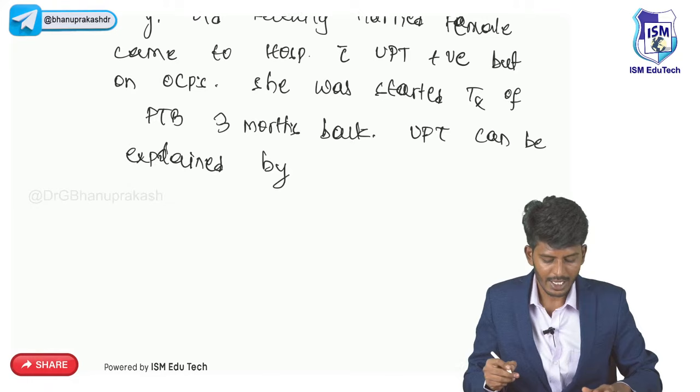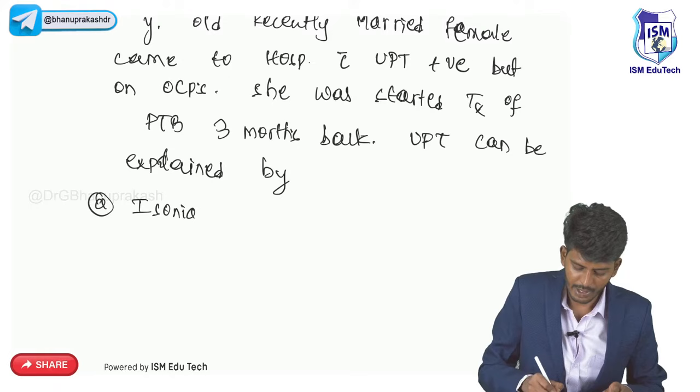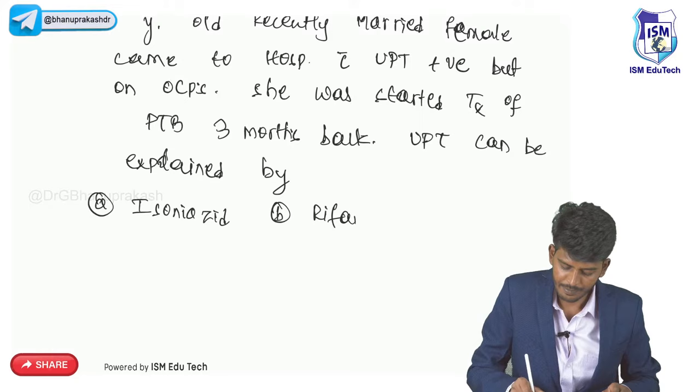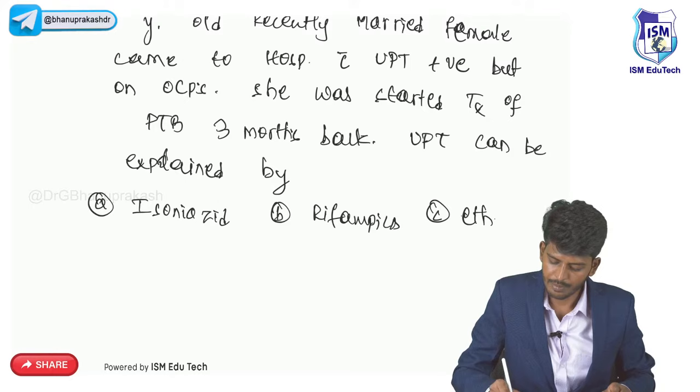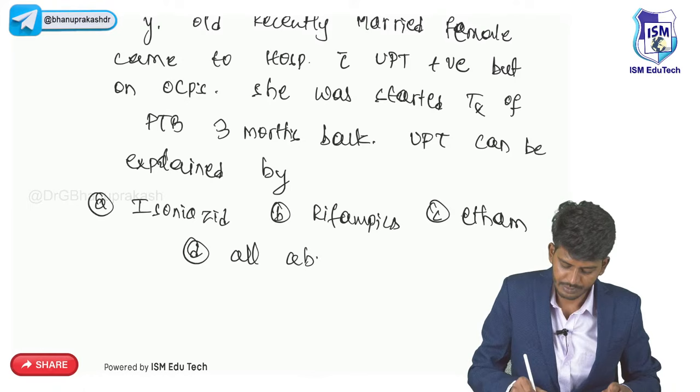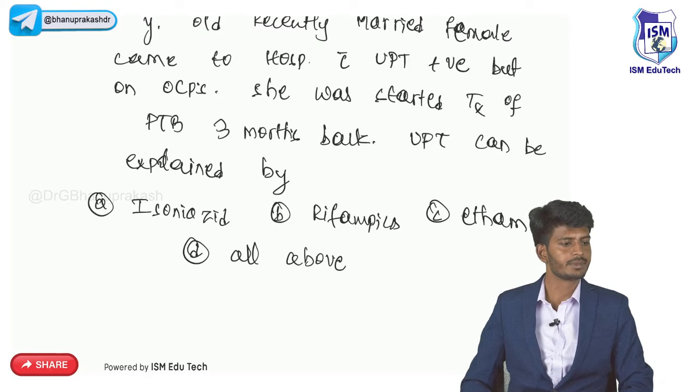Let's look at the options. Option A, isoniazid. Option B, rifampicin. Option C, ethambutol. Option D, alcohol. Okay, guys, tell me the answer. So the answer is what?